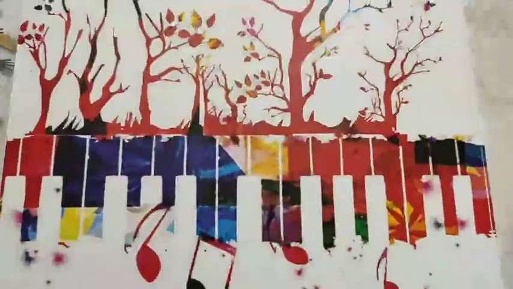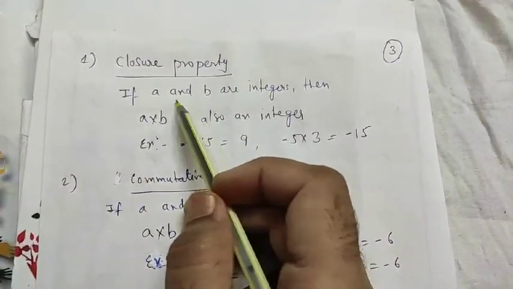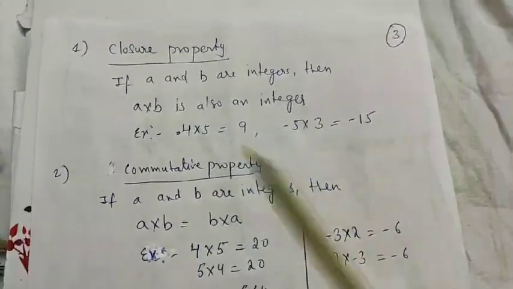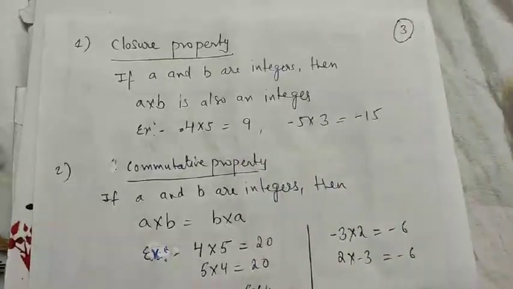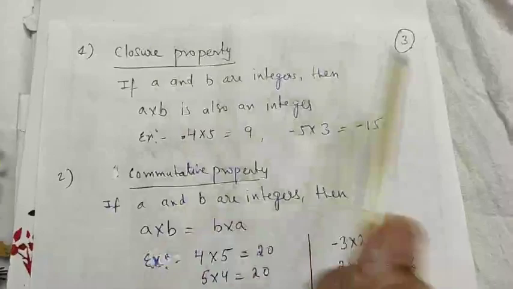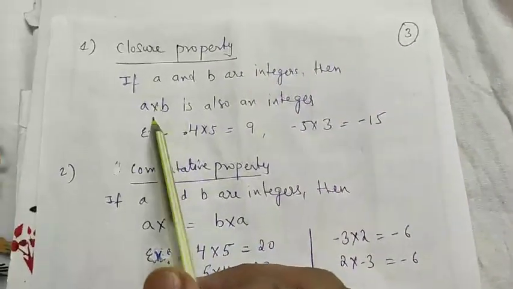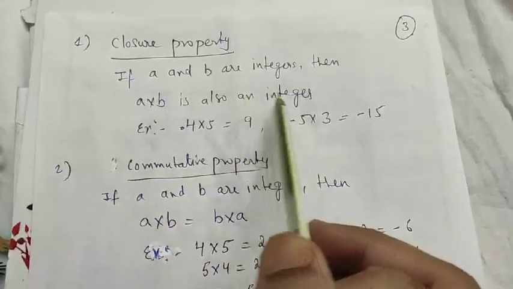Okay. So, we'll start with the first one, closure property. What was the closure property in addition and subtraction? That if we take any two integers and we add or subtract, we have to check whether the answer is coming an integer or not. So in addition and subtraction, they were coming integers. That means if we add any two integers, the answer is an integer. So similarly here, if we multiply any two integers, is the answer coming an integer or not?